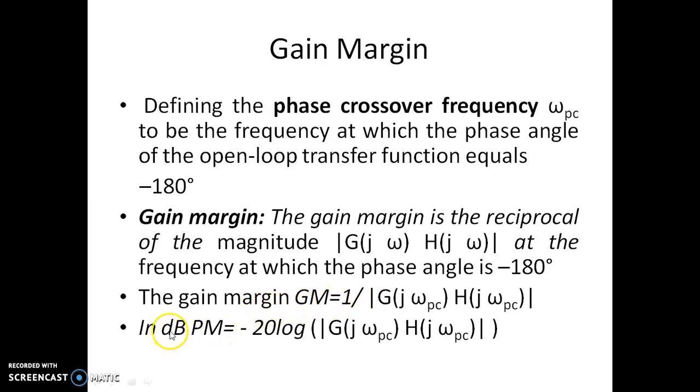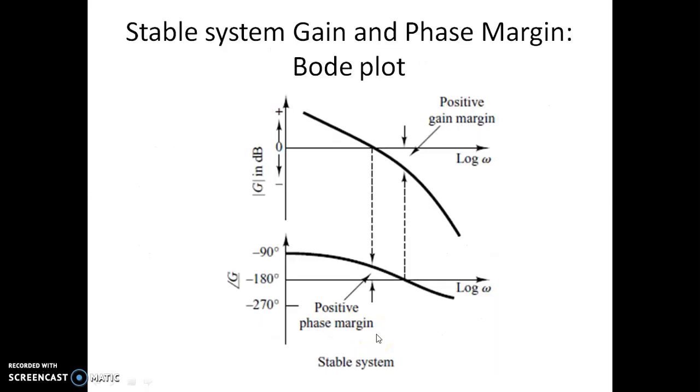Gain margin can also be defined in terms of dB, which is minus 20 log of the magnitude at omega equal to omega PC. This is how we actually find the gain and phase margins from the Bode plot.